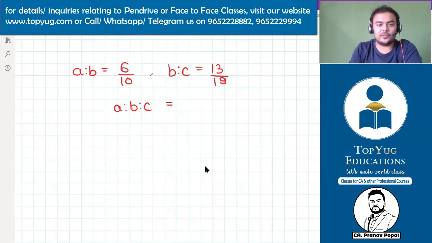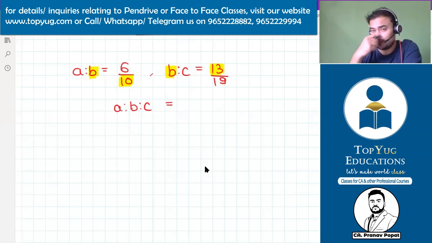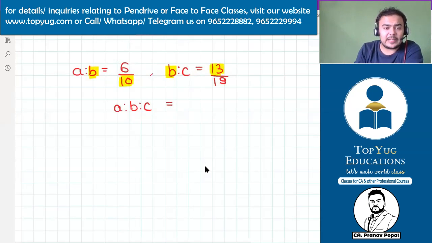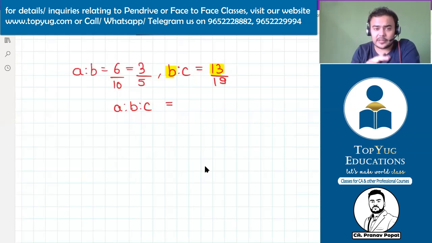Okay. So which is the common term? The common term is B and B. Is the B same in both? No, sir. Here it is 10, here it is 13. So we need to equate them. Before equating them, let's convert A ratio B, which was 6 ratio 10, to its simplest form. 6 ratio 10 can be written as 3 ratio 5. This is clear to everyone.